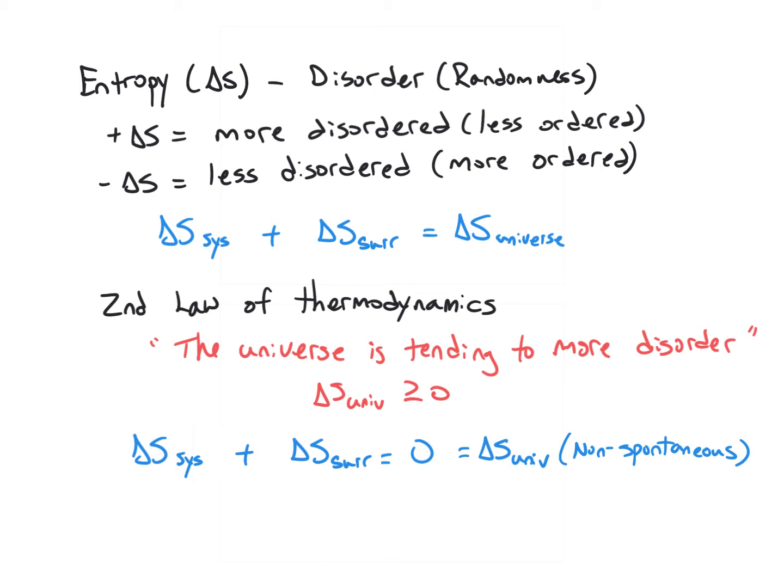And that is non-spontaneous and reversible. Now, if you add the entropy of the system and the entropy of the surroundings, and that number adds up to be greater than 0, well, the entropy of the universe then is greater than 0. If that's the case, then we, by definition of the second law of thermodynamics, have a spontaneous situation, because the universe is tending towards more disorder spontaneously. In this case, a synonym of spontaneous is irreversible.